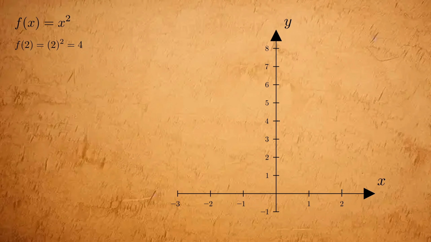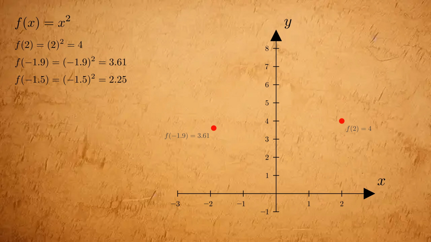We're going to put 2 into the equation. 2 squared, that's 4. So we're going to go to where 2 and 4 meet on the coordinate plane, and we're going to make a red dot. And we can keep doing the same thing. For example, -1.9. -1.9 squared is equal to 3.61. So we're going to go to where the x value is -1.9, and where the y value is equal to 3.61, and we're going to go to where they meet, and we're going to make a red dot. And there is our coordinate. Now I'm going to keep doing the same thing, so I'll let you follow.